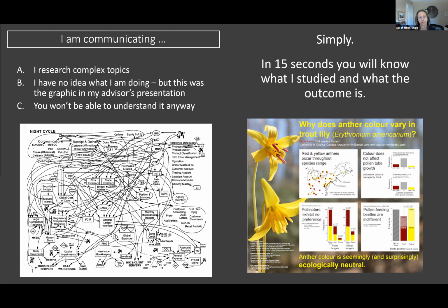What does anther color vary? Why does the anther color vary in a trout lily? And apparently it's ecologically neutral. There's no reason for the variation, no driving reason for it. So I knew everything I needed to know about the beginning, the why. We did this research and what we found out in under 15 seconds. So that's actually a really great idea for a poster. And it's very simple, 4 charts, even colors, right? Not too many colors. The important things you need to know are in bold.